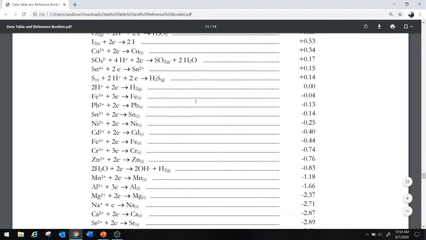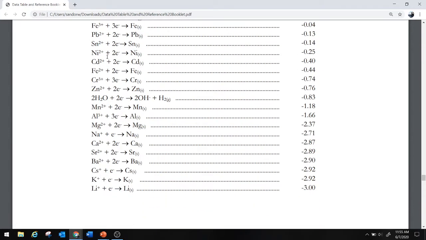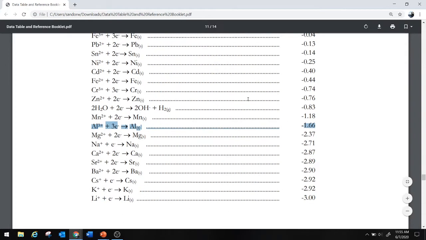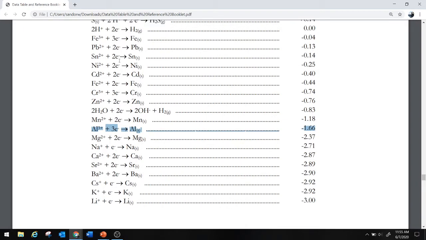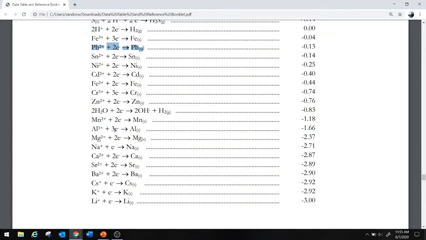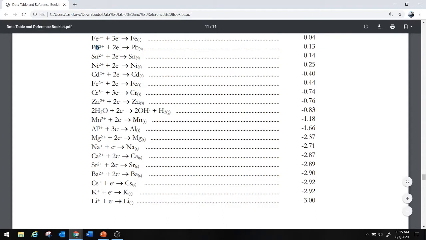What we're looking for on this list are two reactions. One that involves lead turning into lead 2 plus, and one that involves aluminum 3 plus and aluminum solid. Since this is a standard reduction potential, they're all written as reduction reactions, and also the higher something is listed on the list, the greater the ability for it to be reduced. What that means is that in our two reactions, because lead is higher than aluminum on that list, lead is going to be reduced and aluminum is going to be oxidized.